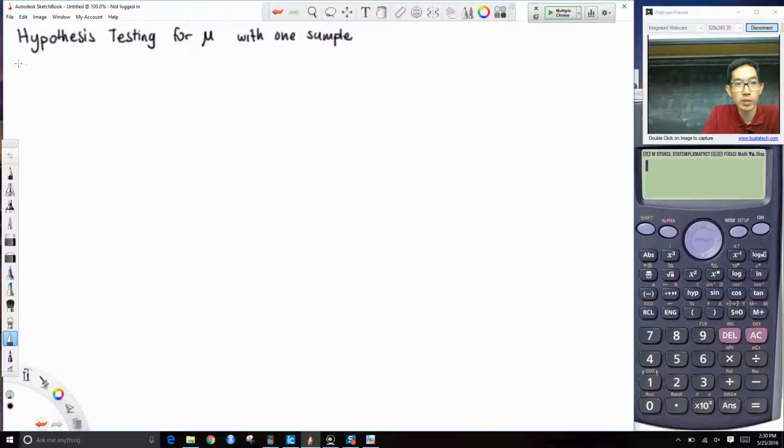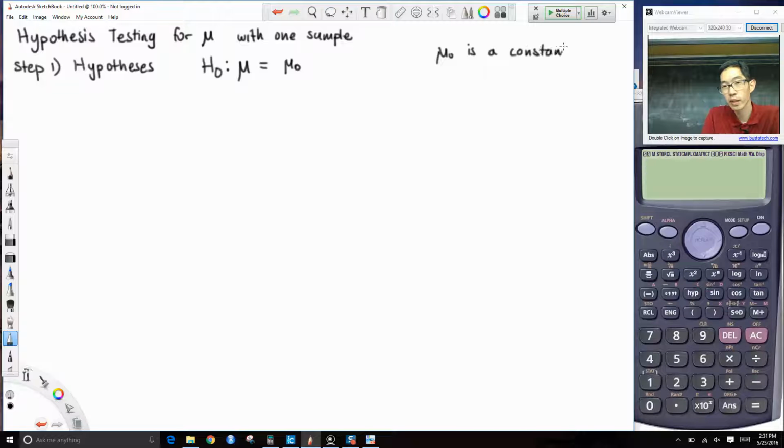Okay, and so we can break down our hypothesis testing into 4 steps. Step 1 is make your hypotheses, where the null hypothesis always has an equal sign. This time, because it's about the population mean mu, our null hypothesis will say mu is equal to some value, and the placeholder for that is mu 0. Just keep in mind mu 0 is a constant, just a number.